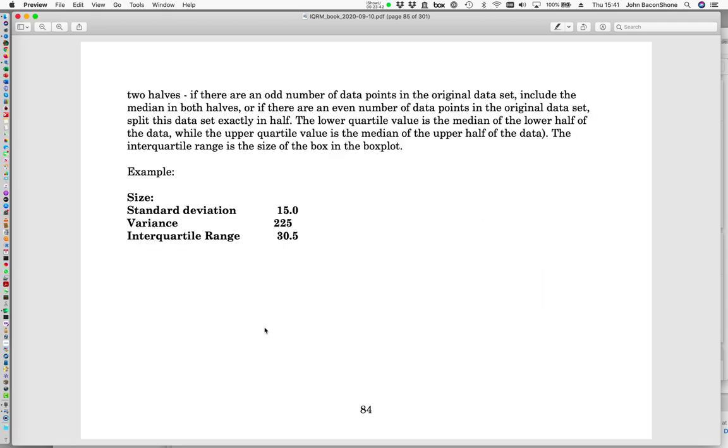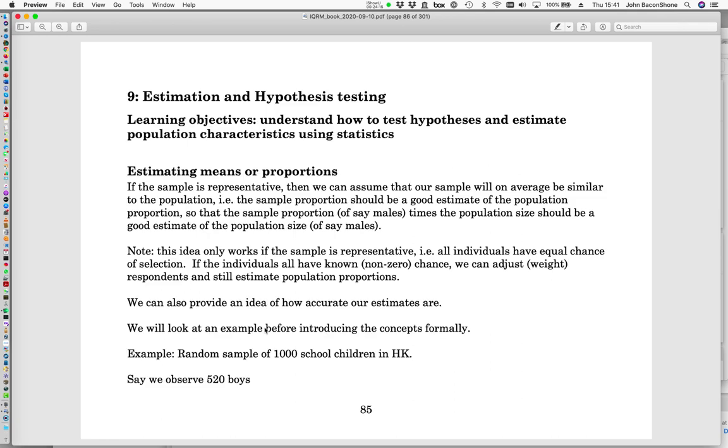So if we come back to here, it tells us the variance is 225. We can calculate that the square root of 225, the standard deviation, is 15. And the interquartile range is 30.5. So the interquartile range is usually roughly twice the standard deviation. May not be exactly that, depends on the data set. Okay? So this is how we can summarize our data set. That's the end of chapter 8.